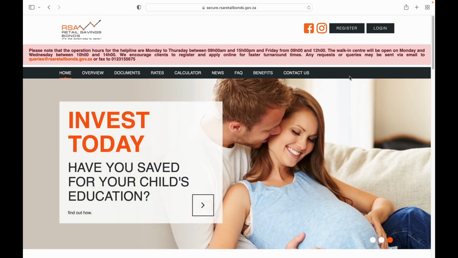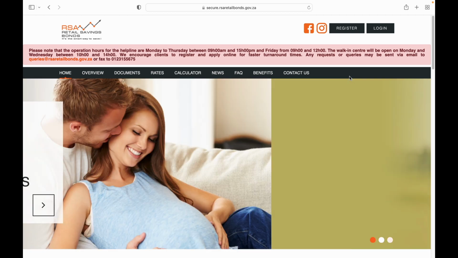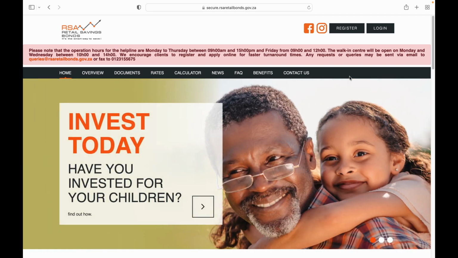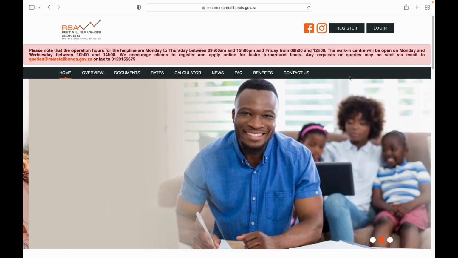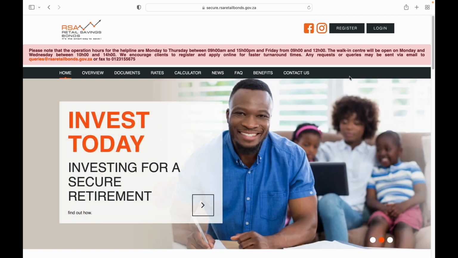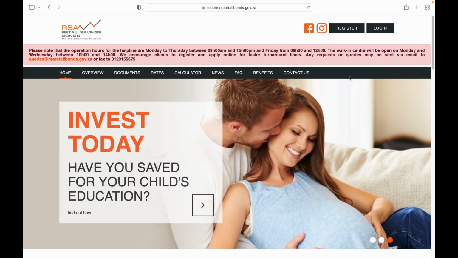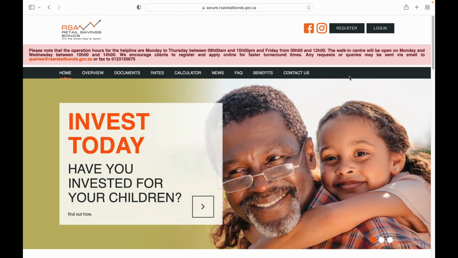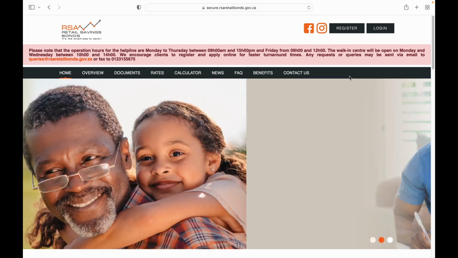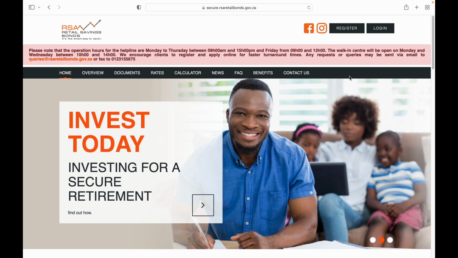So we know that shares are an asset class, but the other asset classes that investors can invest in include government bonds or corporate bonds. The government bonds are coming from the government or the state, and the corporate bonds are coming from different companies that are raising money by issuing these bonds. And then also real estate is another asset class that people can invest in. But in today's video, what we want to talk about is the South African Retail Savings Bond.